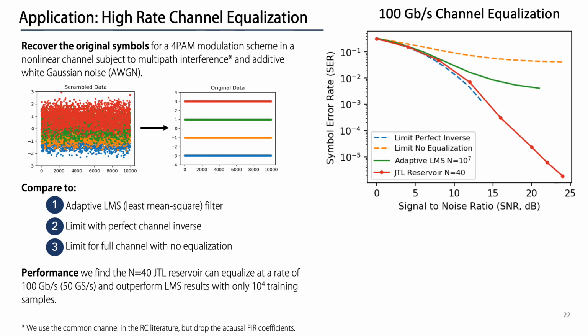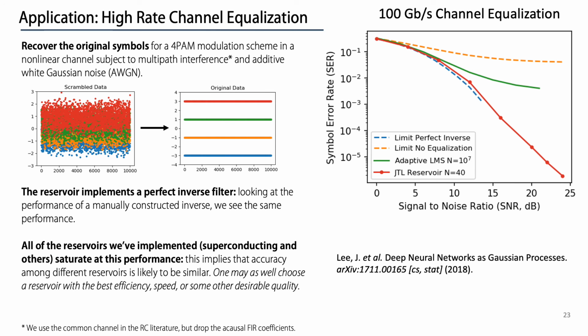In terms of performance, we find that a Josephson transmission line reservoir with 40 junctions can equalize at a rate of 100 gigabits per second, while still outperforming the least mean squares algorithm, which has been trained on a number more points. In the case of the adaptive LMS, that's 10 million training points, whereas the reservoir was only trained with 10,000 points.